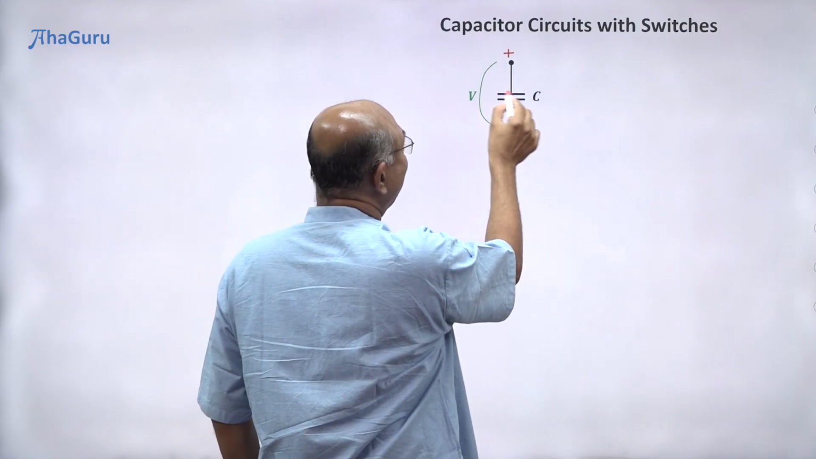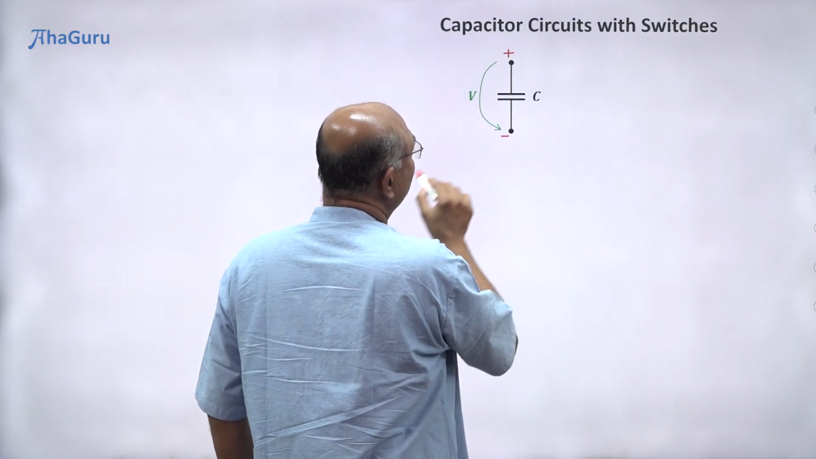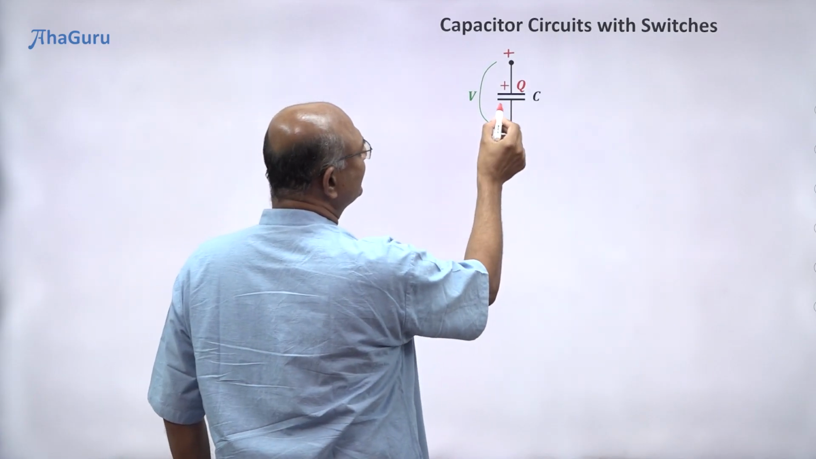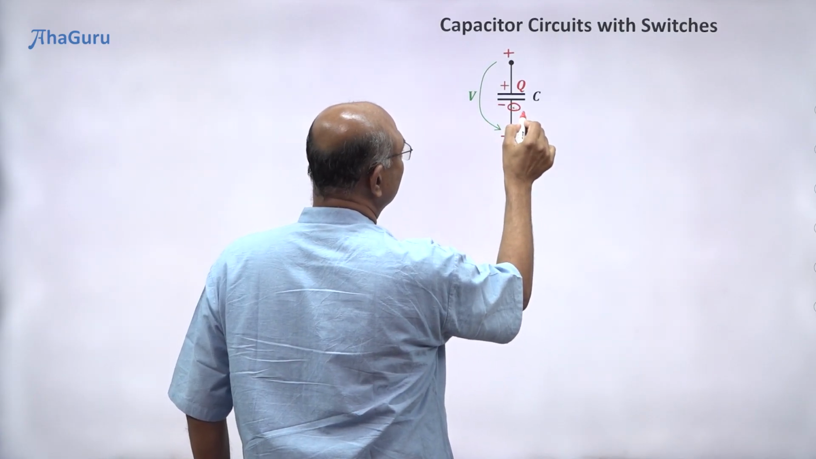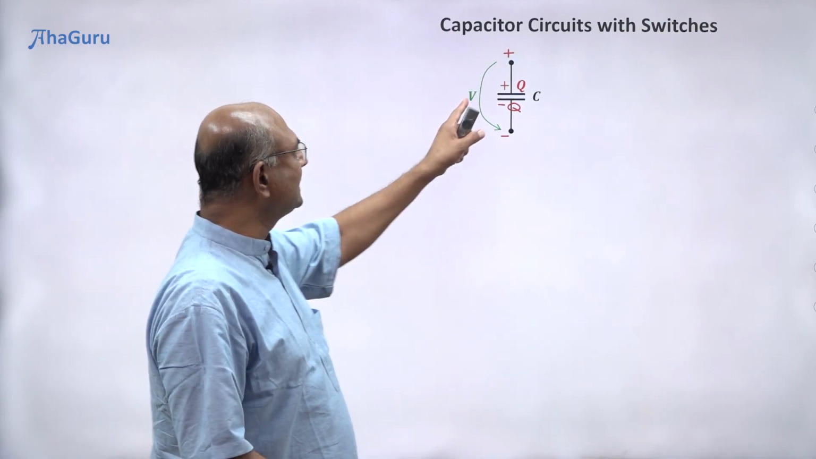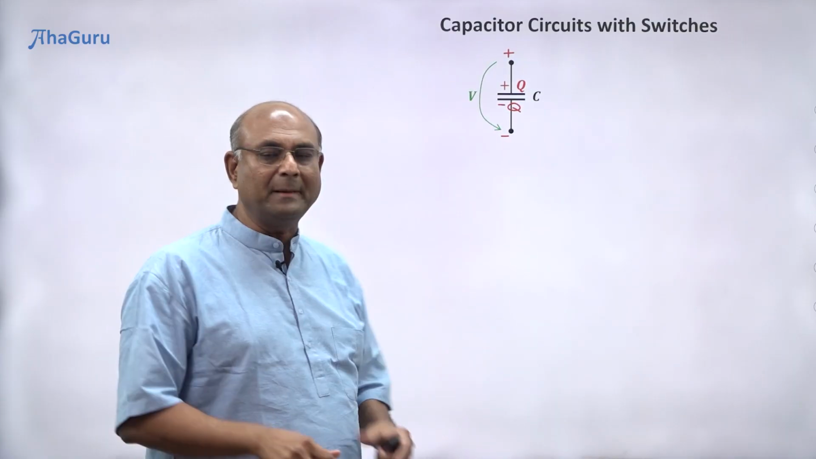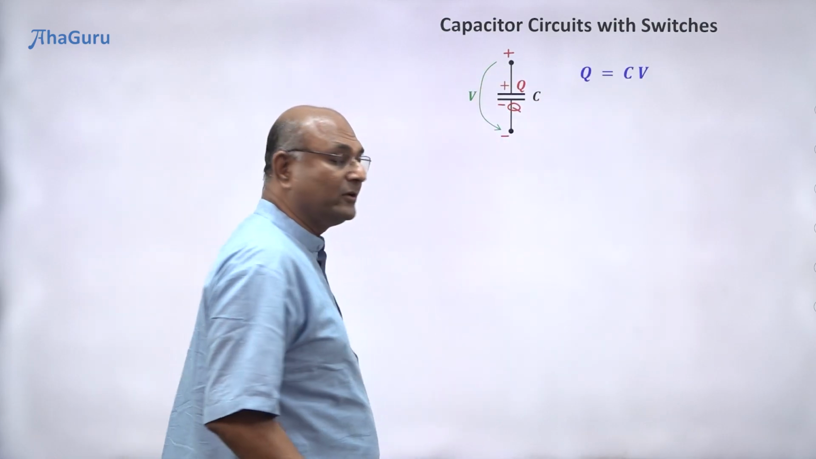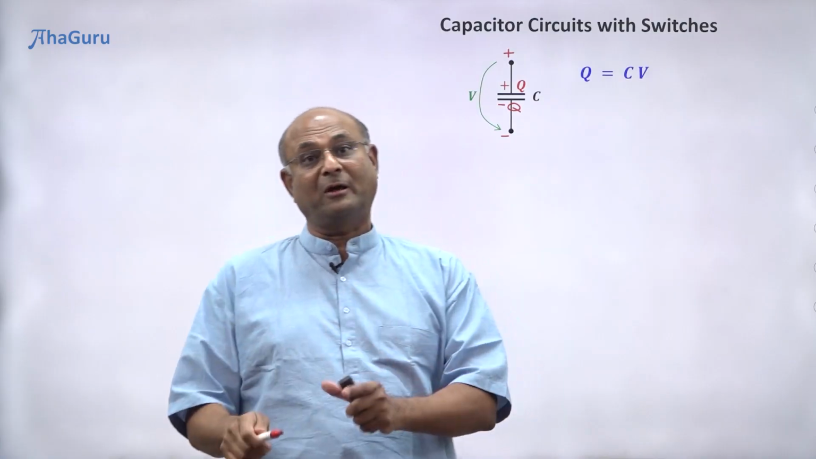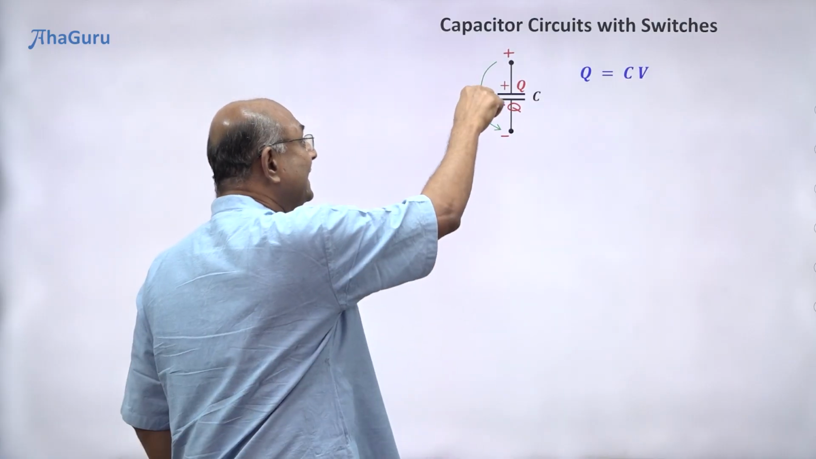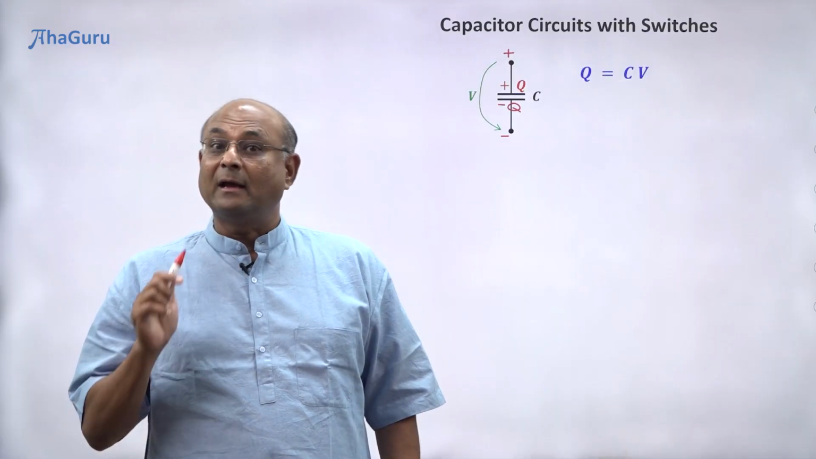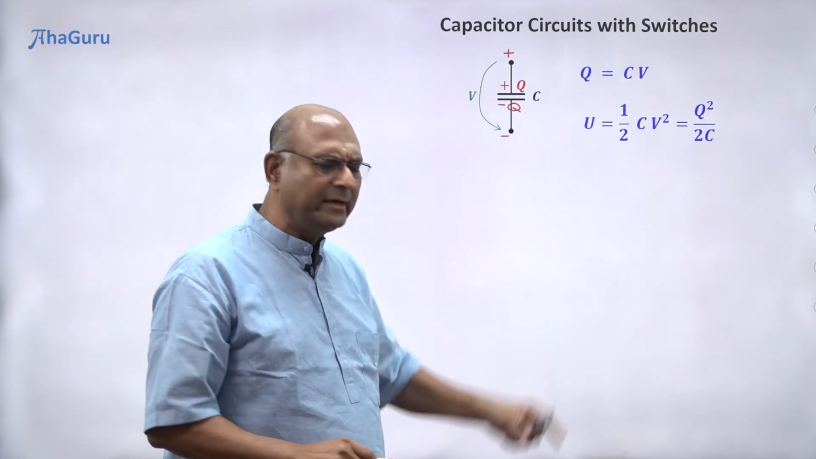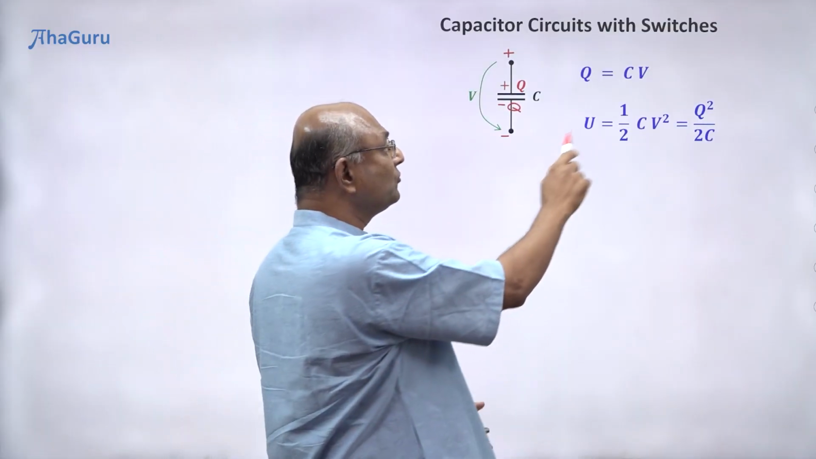Then this side will become positively charged, this will become negatively charged. Let us say that the charge is plus Q there. So obviously it is going to be minus Q here, right? It will be minus Q on this plate. Usually we only mention the plus Q. Automatically the other plate will be minus Q. Okay, now what will be this Q? Q will be C into V. Q is equal to C into V. That formula of course you know. And what will be the energy stored in the capacitor? Half CV squared, or you can also write it as Q squared by 2C. There's another way to write it, half Q into V. That also you can do.